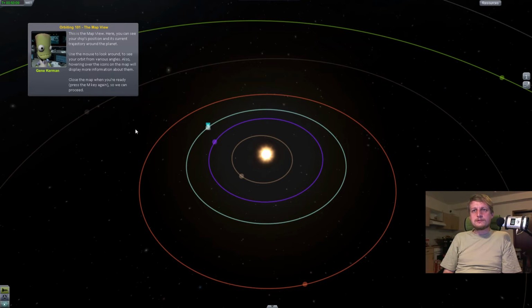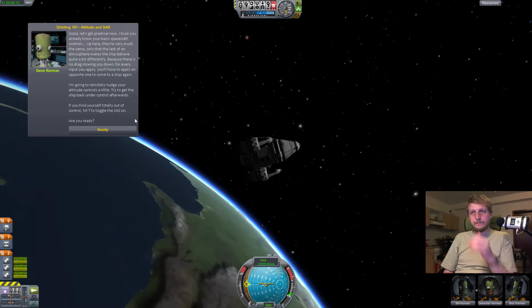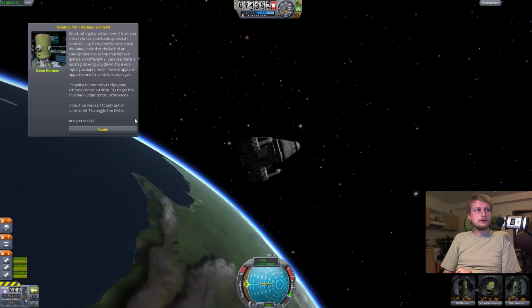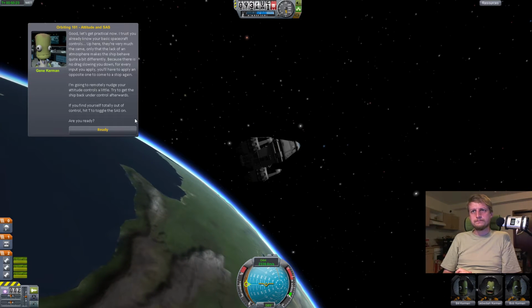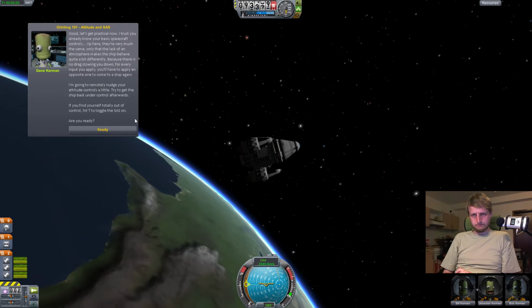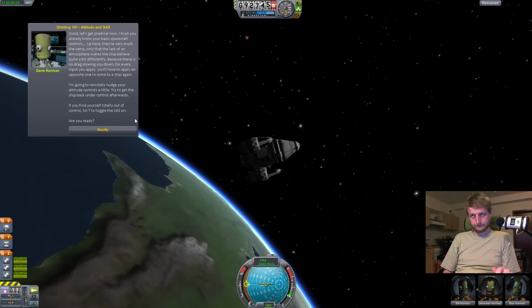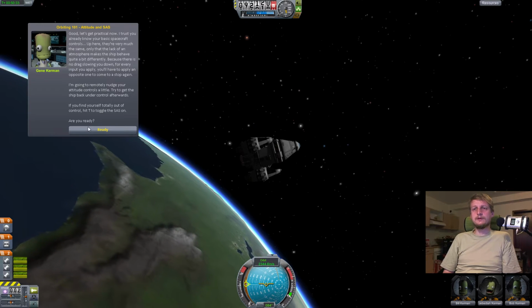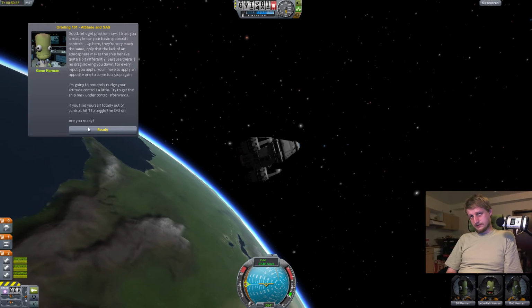Orbit, close the map when you're ready. I'm going to remotely nudge your altitude controls a little. Try to get the ship back under control afterwards. If you find yourself totally out of control, hit T to toggle SAS.